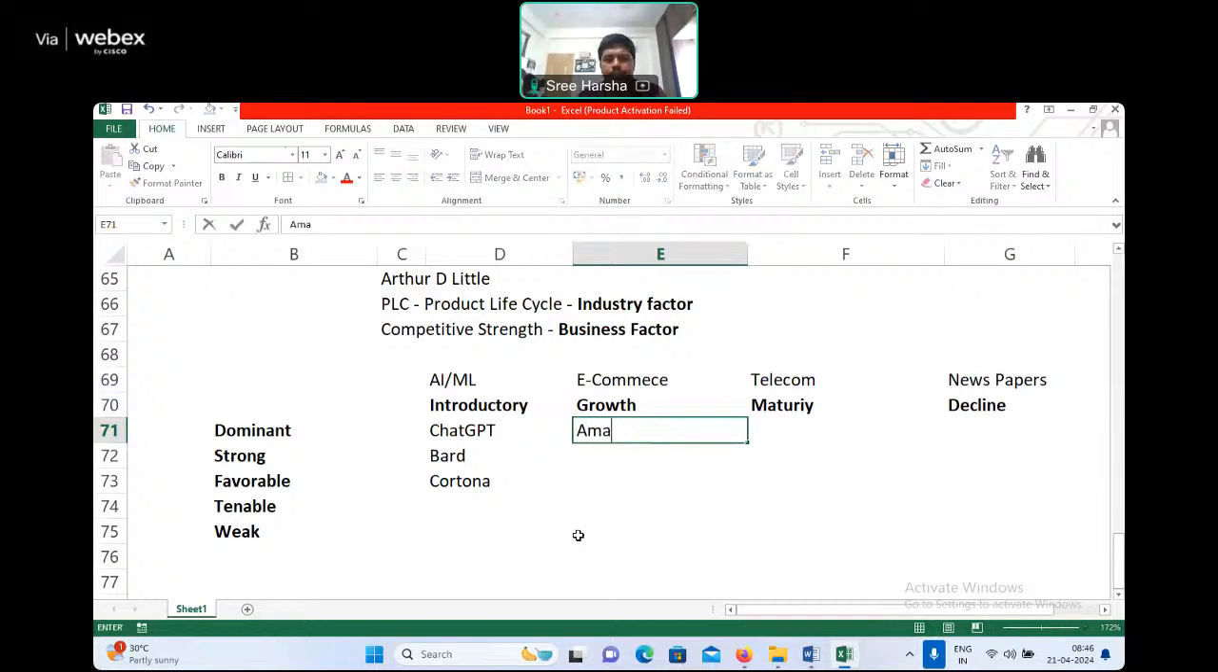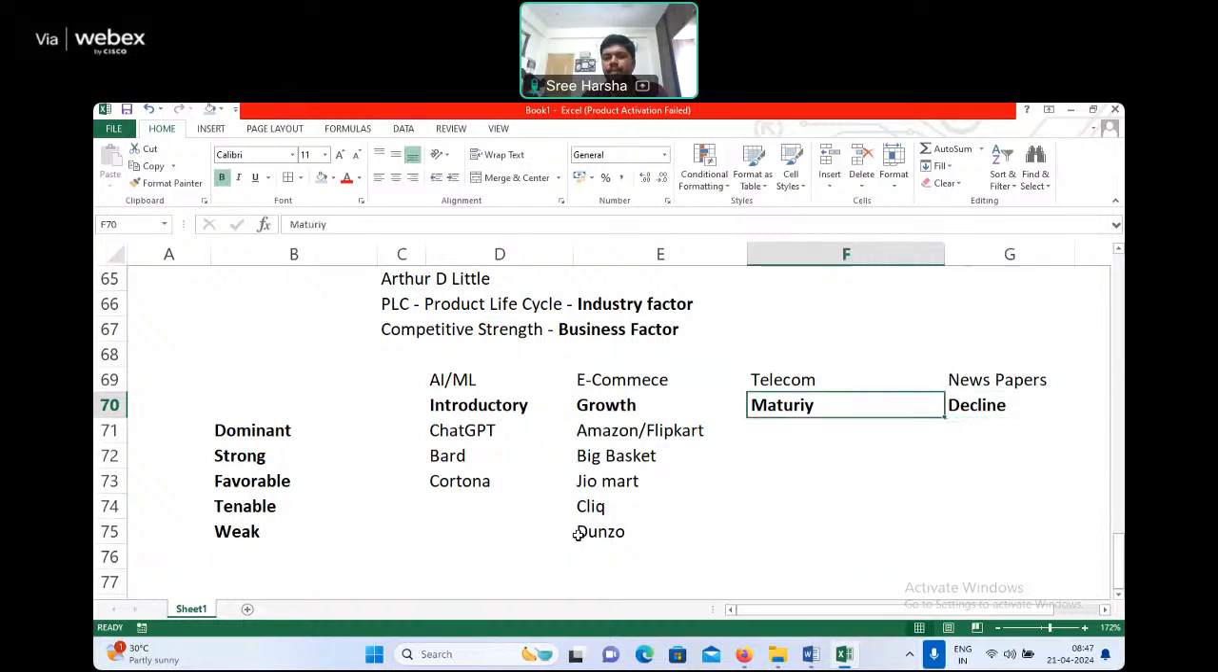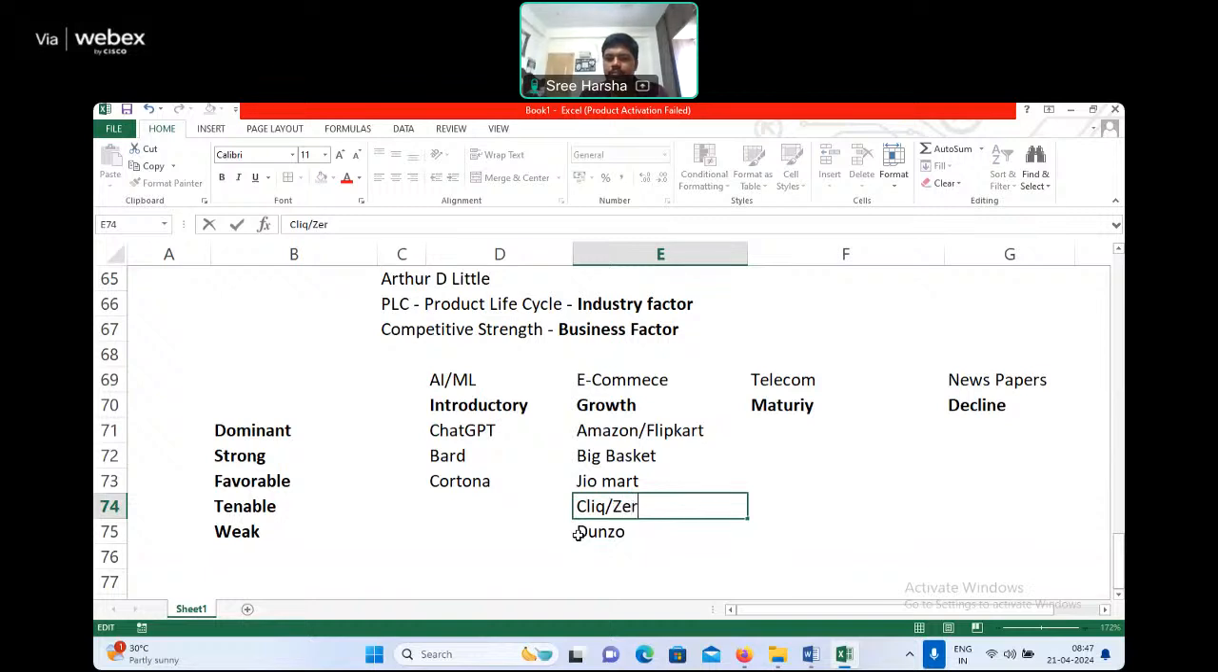E-commerce, who is dominant? Amazon or Flipkart. Who is strong? Even the next level players like Big Basket. Favorable position with very little market share, I can probably say JioMart. These guys are in decent position. Tenable, Tata Click, not clicking at all. Tata Click, very weak position. Very small companies will be there who will be shutting down now and then. So these kinds of guys are in very weak position. Even Zepto is also very weak as of now.